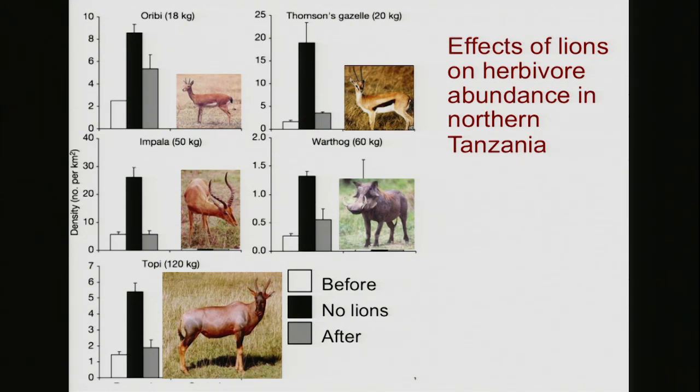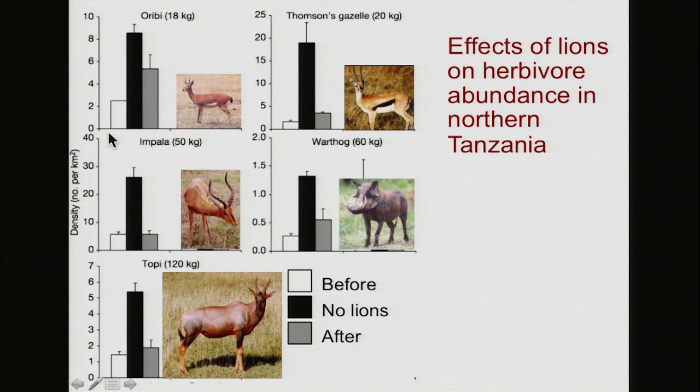Here's a study from northern Tanzania where lions were temporarily removed from an ecosystem. We'll look at the impact that this removal of the predator had on the density of oribi, impala, topi, Thomson's gazelle, and warthog. Prior to the lions' removal, the oribi population was held pretty low by predation. So was the impala population, so was the topi, gazelle, etc.